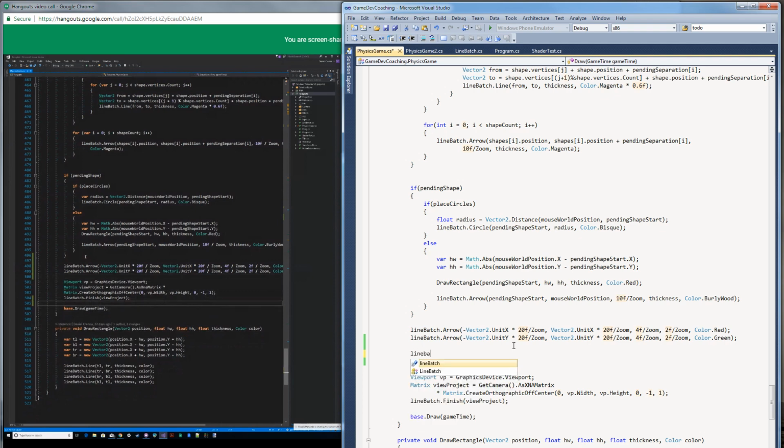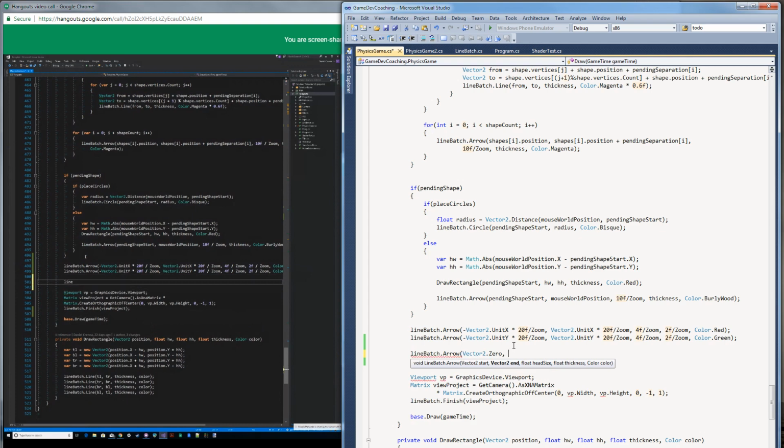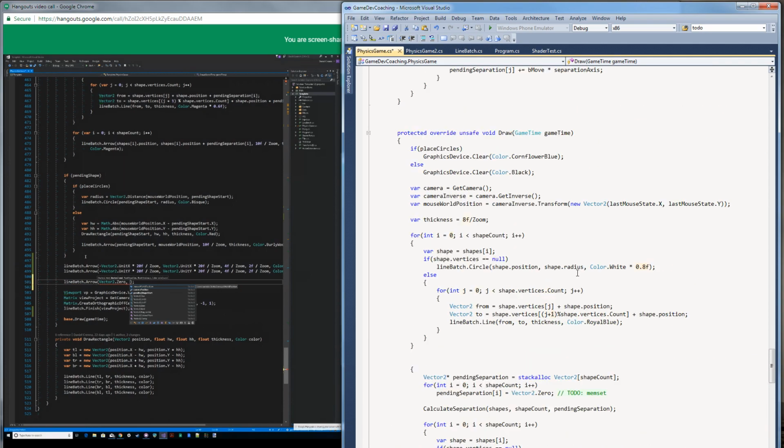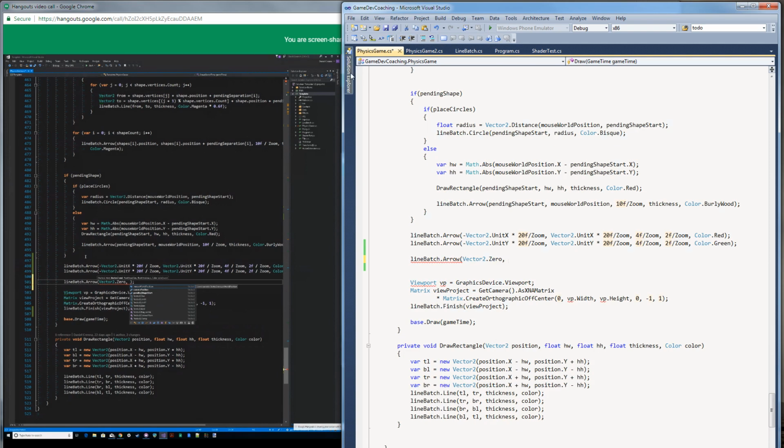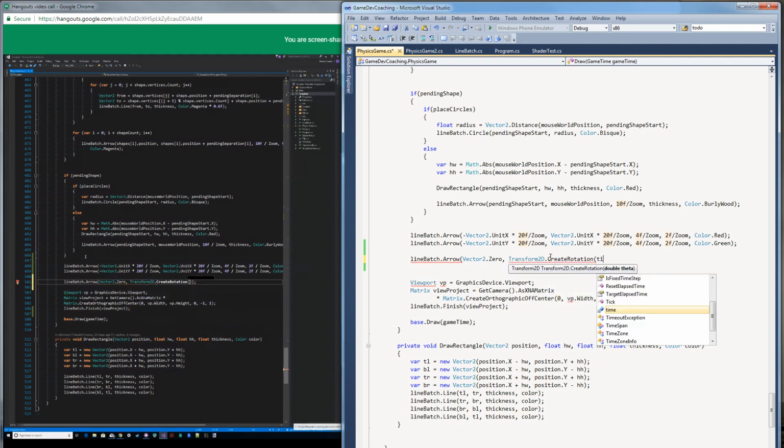So let's just say line batch.arrow from Vector2.Zero, and then we want to go and rotate this thing. We already have the mechanisms to do rotation because we wrote them. So here's some really long distance remembering of stuff. What did we call it? I think we called it Transform2D.CreateRotation by time. How do we do a transform?